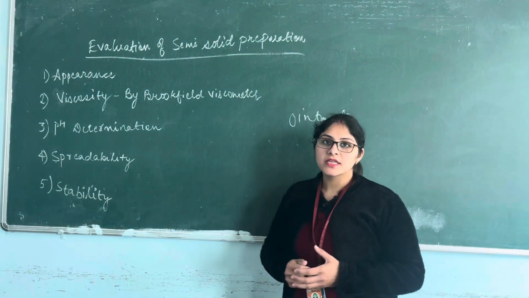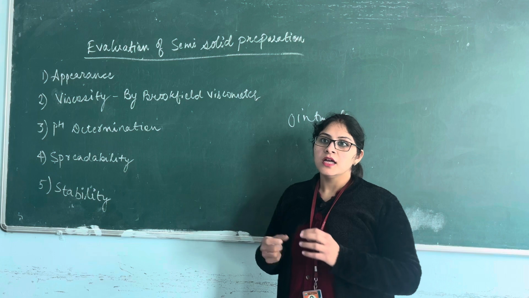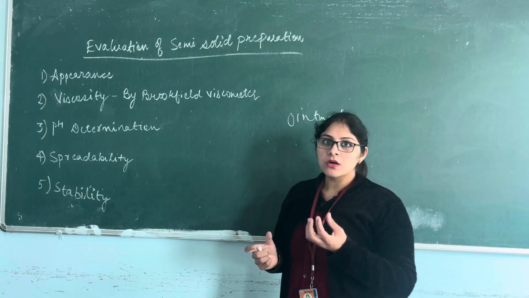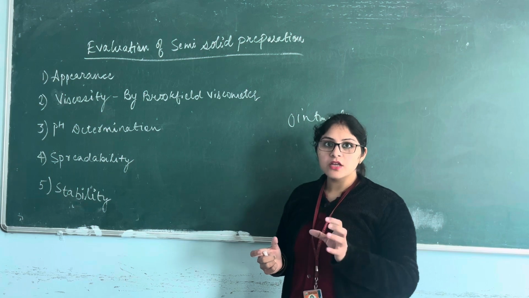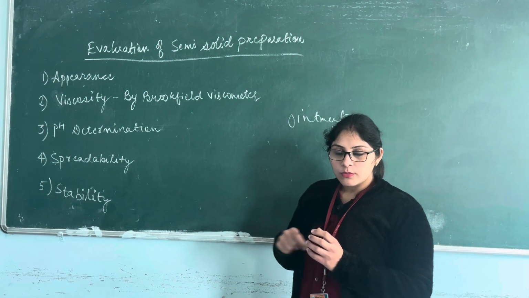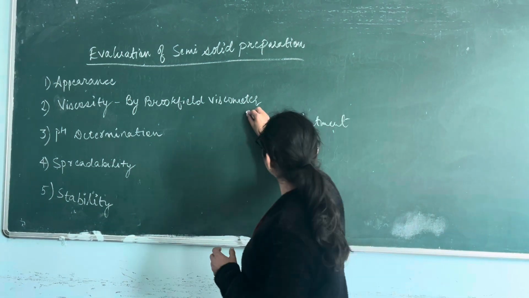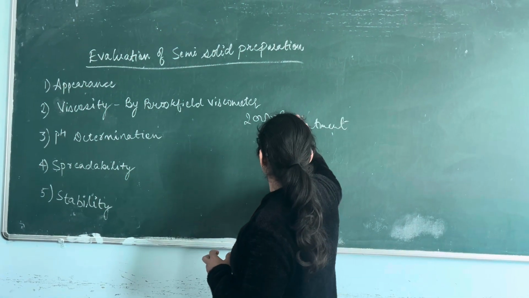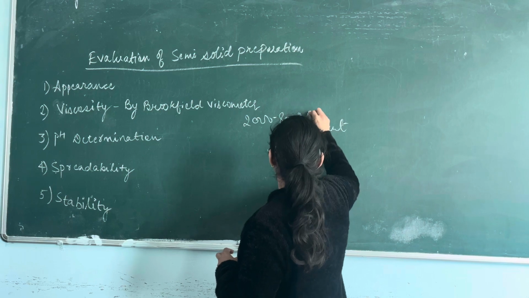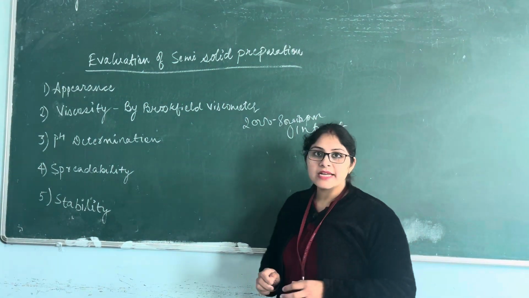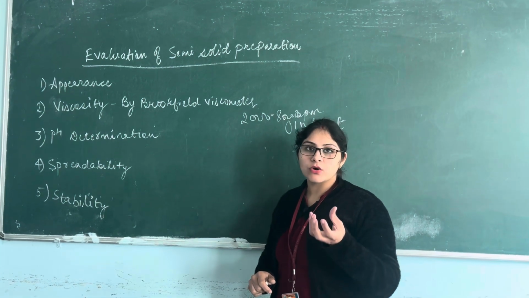The Brookfield viscometer is an apparatus in which a motor is attached, and in the beaker we take the ointment, cream or gel, any of them. The viscometer spindle rotates at a speed of 2000 to 8000 rpm, that is rotations per minute. It rotates, which tells us the units of viscosity.